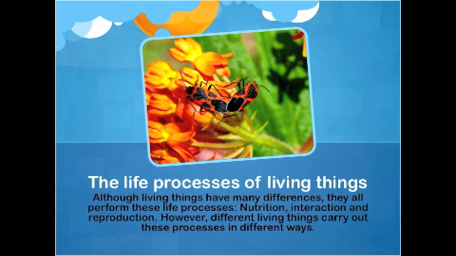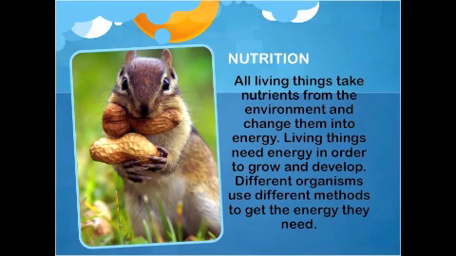The life processes of living things. Although living things have many differences, they all perform these life processes: nutrition, interaction, and reproduction. However, different living things carry out these processes in different ways. Nutrition. All living things take nutrients from the environment and change them into energy. Living things need energy in order to grow and develop. Different organisms use different methods to get the energy they need.